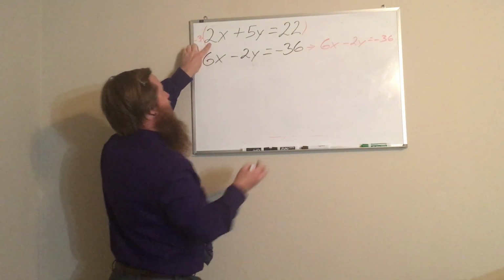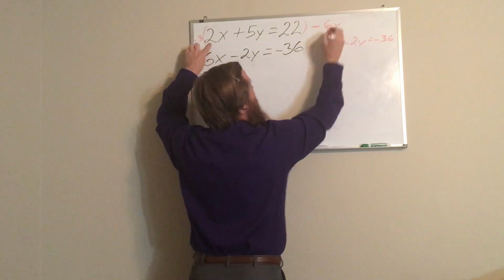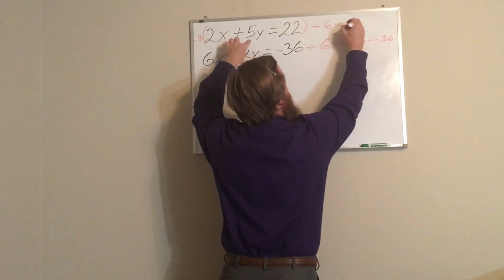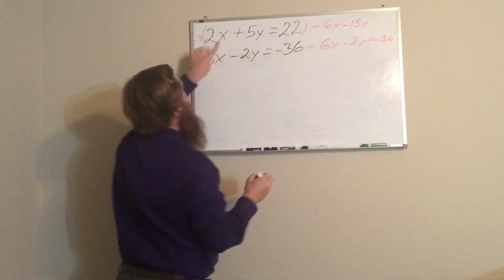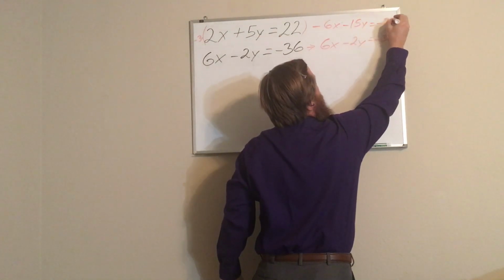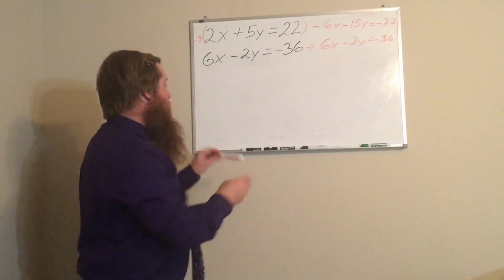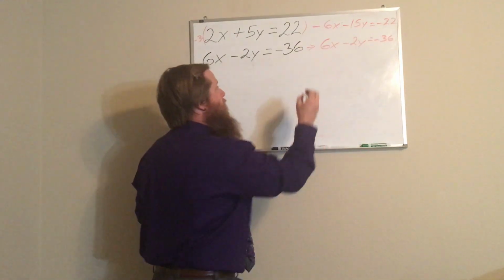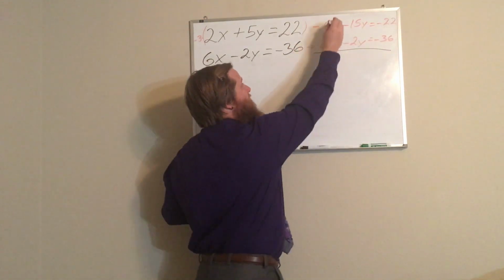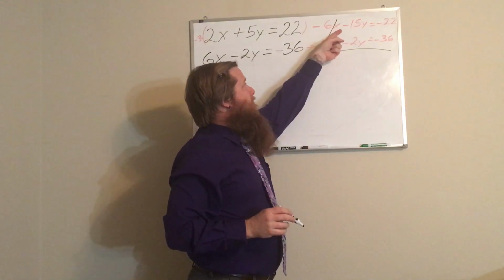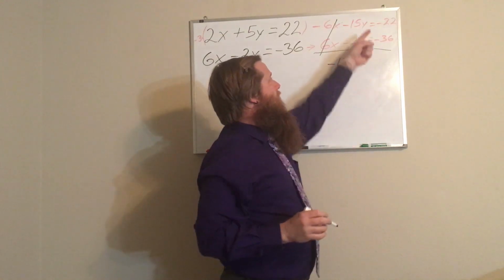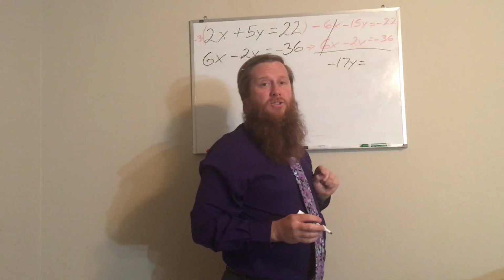Negative 3 times 2x is negative 6x. Negative 3 times 5y is negative 15y. And negative 3 times 22 is negative 22. Now I'm ready to use elimination. Negative 6x plus 6x has a sum of 0. Negative 15y minus 2y is negative 17y. Negative 22 minus 36.